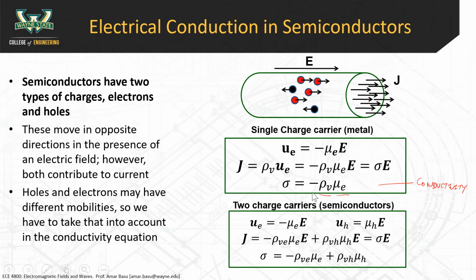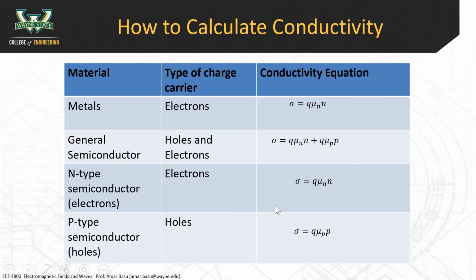In the case of a metal, for sigma you only had to consider the density and the mobility of the electrons. In the case of semiconductors, now you're considering the density and mobility of the electrons, and you're adding to that the density and the mobility of the holes. So both have to be taken into account with semiconductors. So in summary, metals have only electrons as a type of charge carrier, and your sigma is equal to Q times mu n times n. In a general semiconductor, when you have holes and electrons, it's equal to the formula I just showed you.